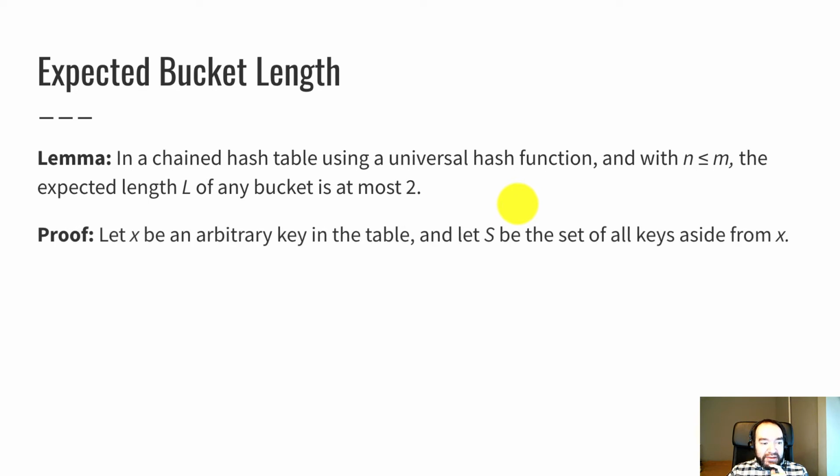So here we go. Let's see why that's the case. So let's let x be an arbitrary key in the table, and set S is the set of all keys aside from x. So x is one of the keys, S is all of the keys that aren't x.